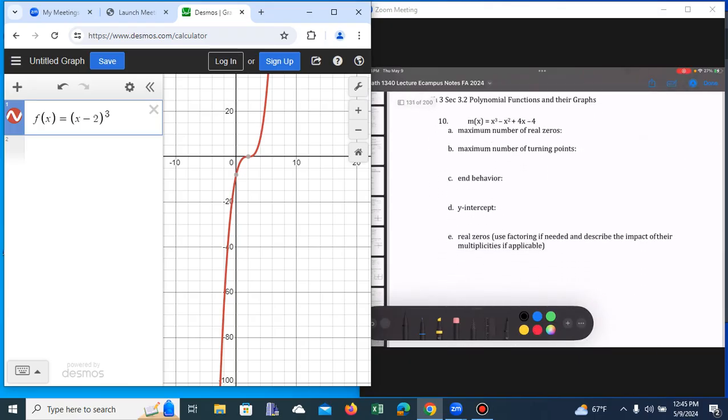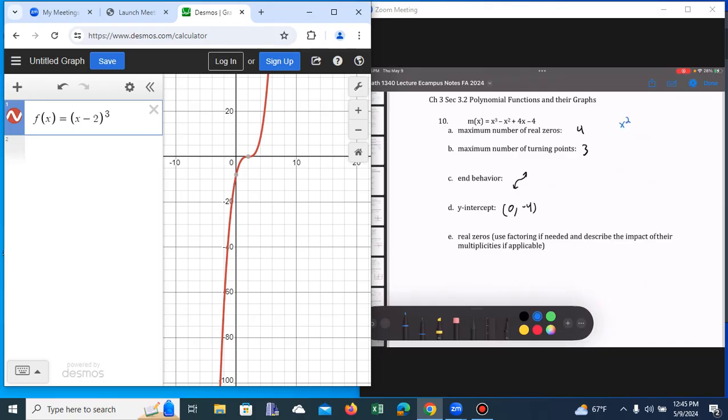So f of x equals x cubed minus x squared plus 4x minus 4. Number of zeros is 4. Maximum number of turning points is 3. And end behavior, it's an x cubed, so again, it's that snake. If you let x be 0, you get -4. But we have to factor this to get the zeros, so let's do that.